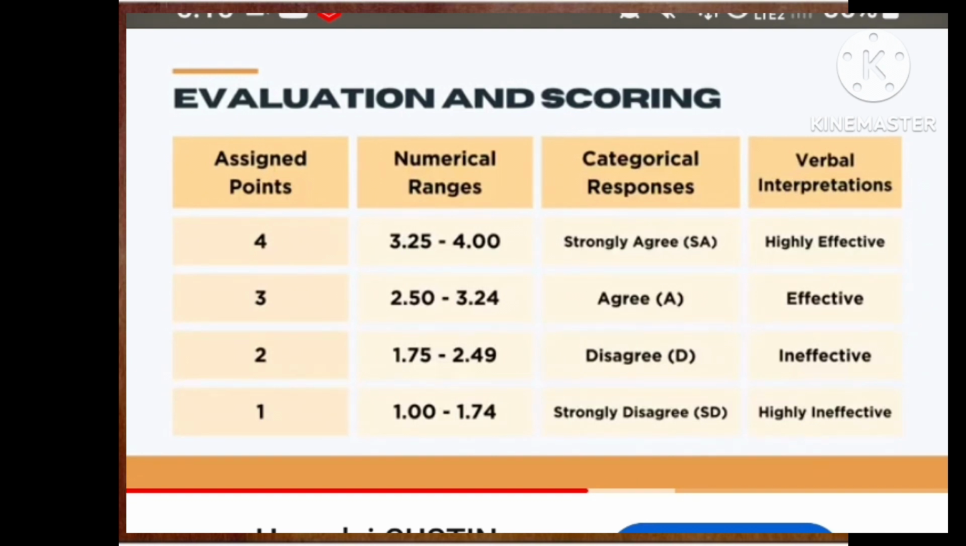Evaluation and scoring. For evaluation and scoring, we use questionnaires that were distributed to the respondents. A score between 1 and 4 is provided, where 4 is highly effective and 1 is highly ineffective. To get the numerical ranges, we use the formula R equals H minus L divided by H, where H is the highest range and L is the lowest range. Categorical responses contain the respondents' possible answers, and verbal interpretation determines whether they are effective or ineffective.